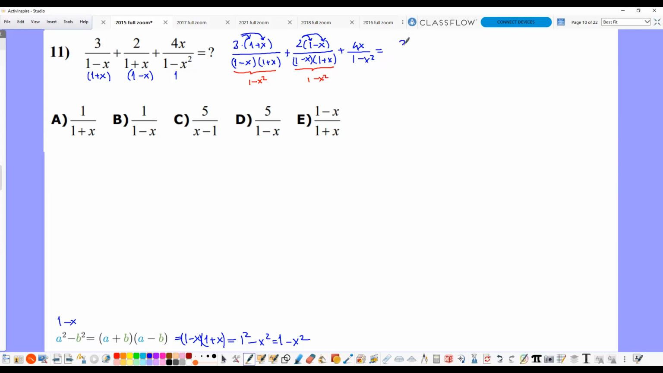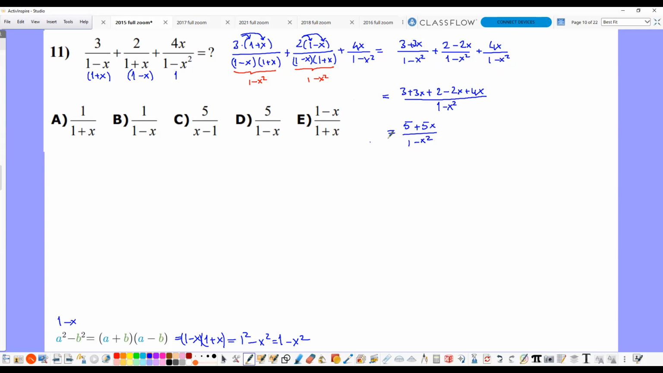So with respect to that one, 3 plus 3x, I'm sorry, divided by 1 minus x squared, plus 2 minus 2x divided by 1 minus x squared, and then plus 4x divided by 1 minus x squared. So all the denominators are the same. We can write all of it under the same denominator. This is going to be 3 plus 3x plus 2 minus 2x plus 4x all over 1 minus x squared, because all the denominators are the same now. Which is equal to 3 plus 2, 5. It's going to be 3x minus 2x, which is x, plus 4x. It's going to be equal to 5x divided by 1 minus x squared.